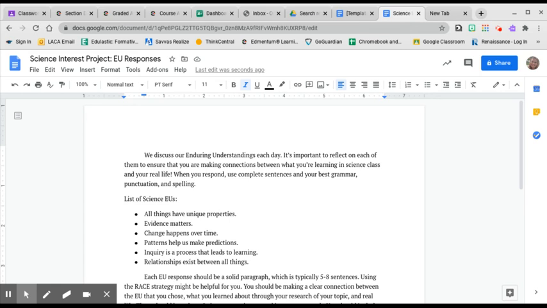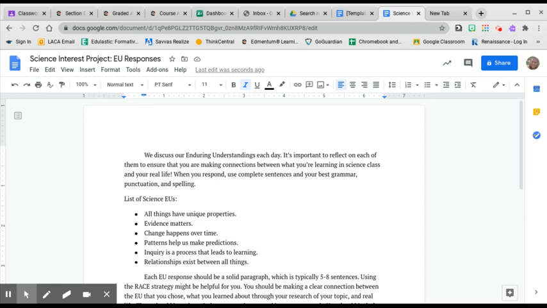So we discuss our enduring understandings each day. It's important to reflect on each of them to ensure that you're making connections between what you're learning in science class and your real life. When you respond, use complete sentences and your best grammar, punctuation, and spelling.